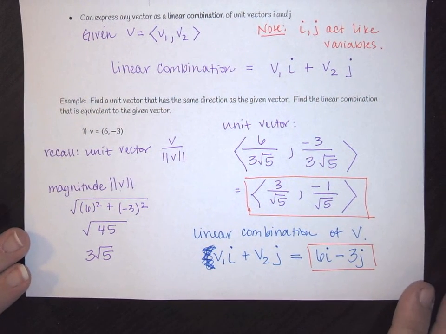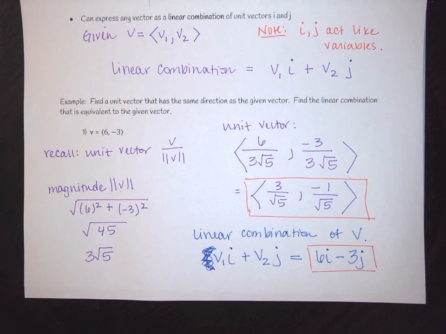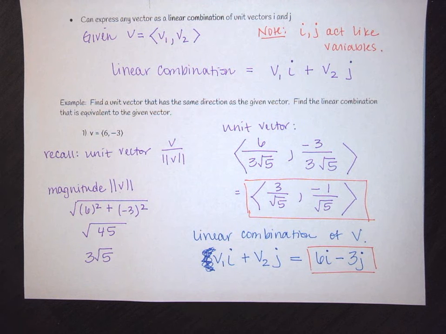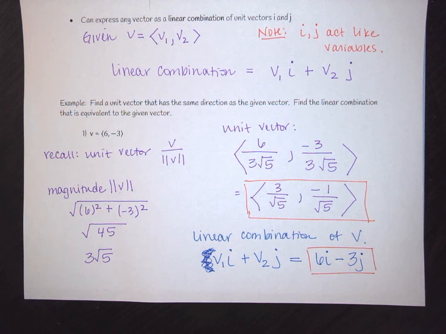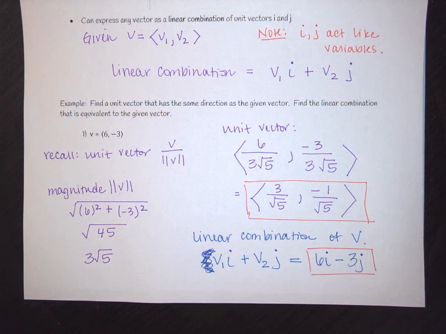Alright, so there you have it. Just a quick, fast example and explanation on unit vectors and the different things that you need to be able to do. Remember, your unit vector we use in order to find that linear combination. The linear combination uses the variables, or i and j, to represent your parallel vectors.